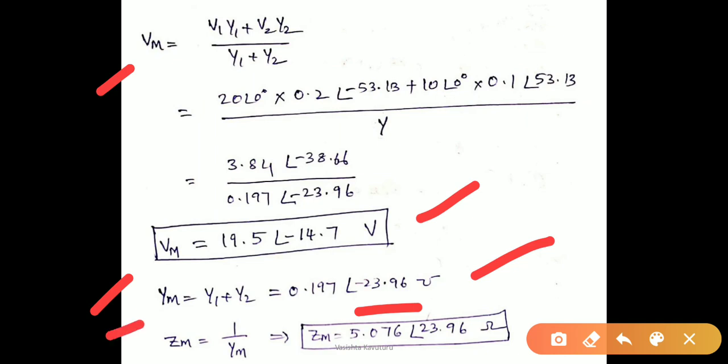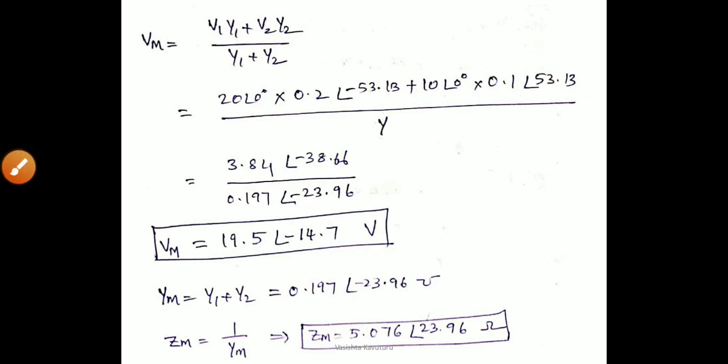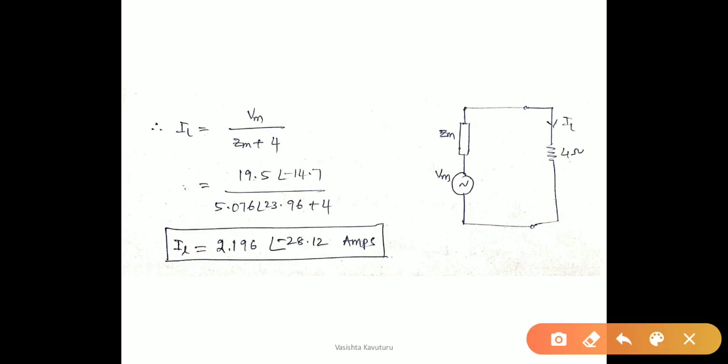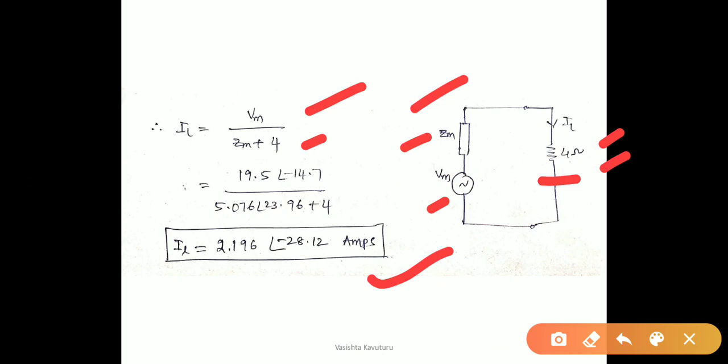We want the Millman impedance in the equivalent circuit. Therefore, Zm is equal to the reciprocal of the Millman admittance, which is 5.076 at angle 23.96 ohms. After calculating Vm and Zm, we draw the equivalent Millman circuit, with Vm, Zm and ZL connected. Here ZL is just a resistance of 4 ohms. Therefore IL can be calculated by the formula Vm by Zm plus ZL, or RL, which is 4 ohms here, and we obtain 2.196 at an angle of minus 28.12 amperes.